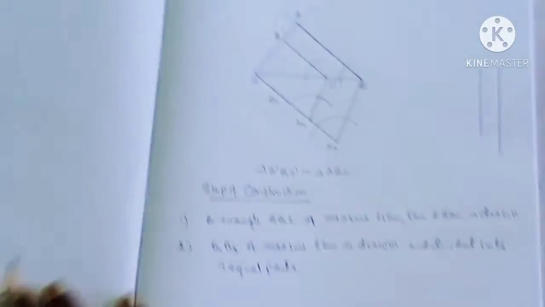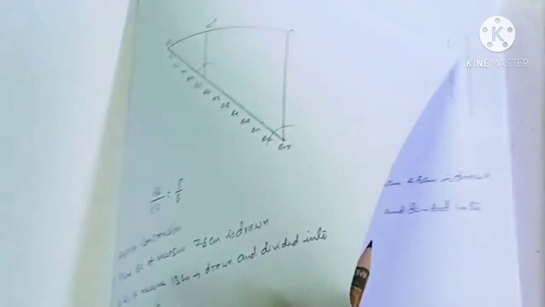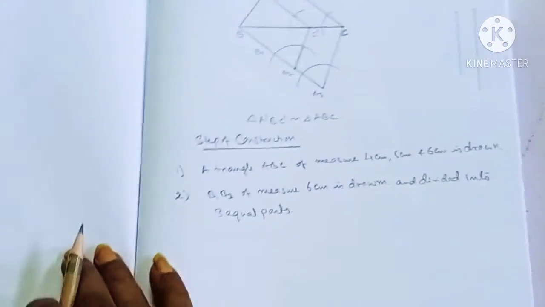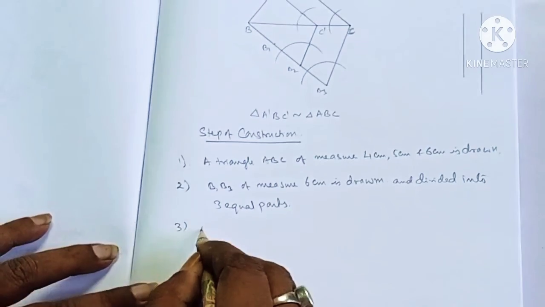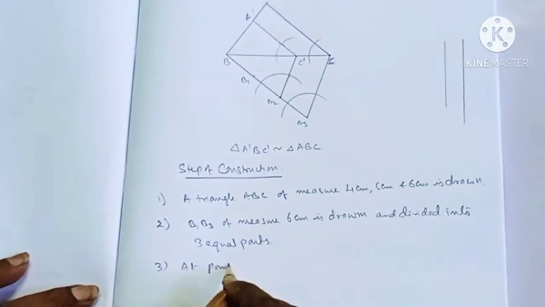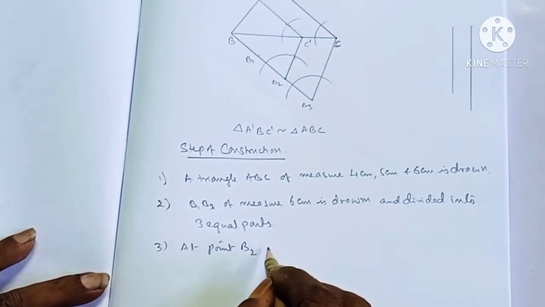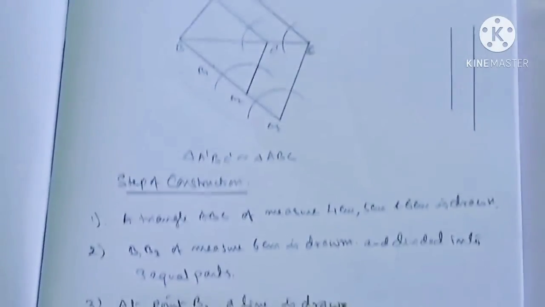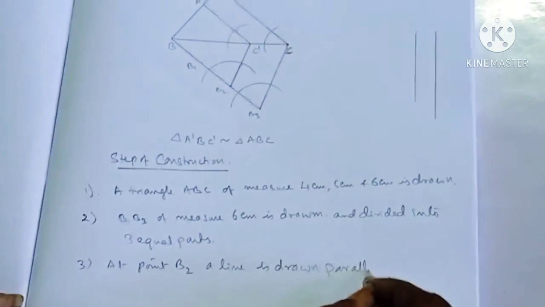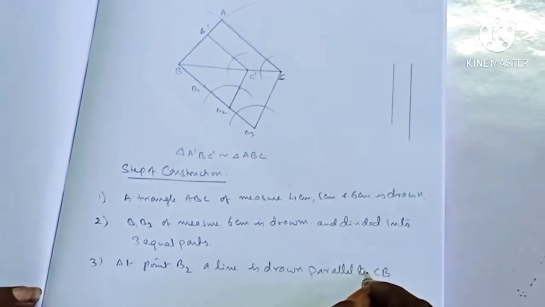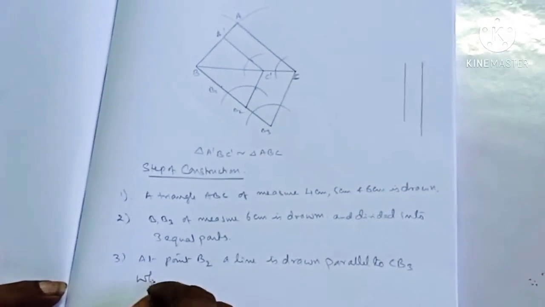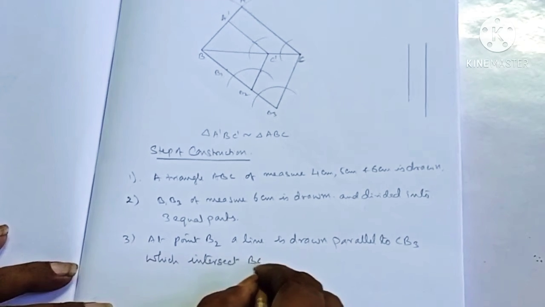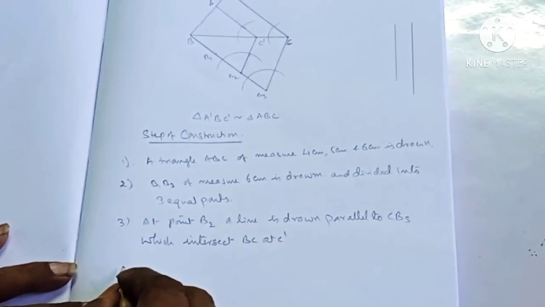I have divided this into 3 equal parts. Now at point B2, a line is drawn parallel to CB3, which intersects BC at C dash.